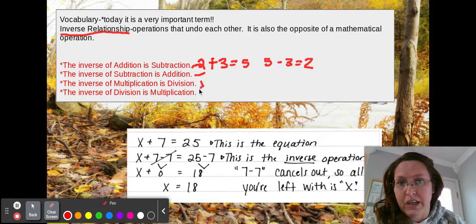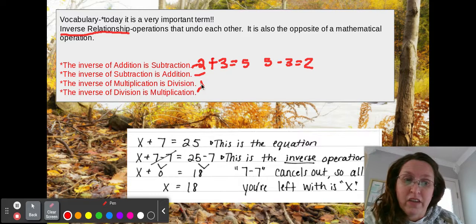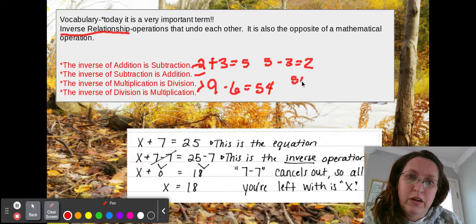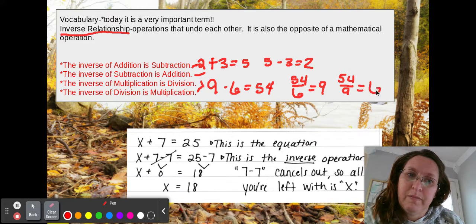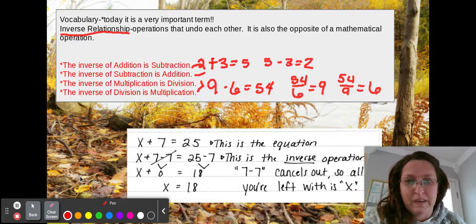The inverse of multiplication and division are each other. So if I have 9 times 6, it equals 54. So if I have 54 divided by 6, it equals 9. And 54 divided by 9 equals 6. Pretty simple, right?